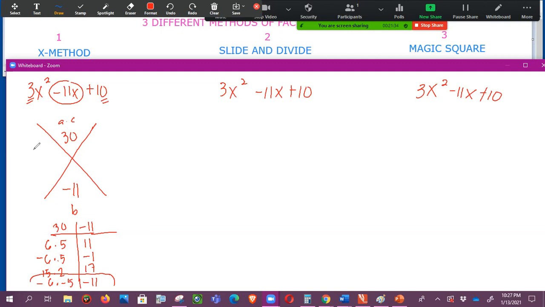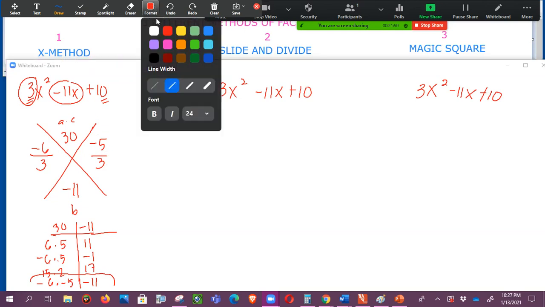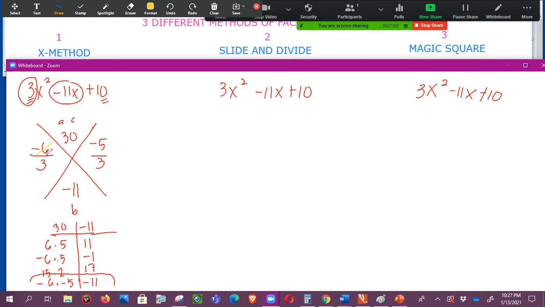All right. So you're going to have negative 6 here and then negative 5 here. Then take your a value and divide it to your factors. 3. We cannot do anything for 5 and 3, so leave it like that. While on the other side, we can cancel 6 and 3, which will give us negative 2. So your factor, now you're seeing the factor already. Your factor is x minus 2 times 3x minus 5.